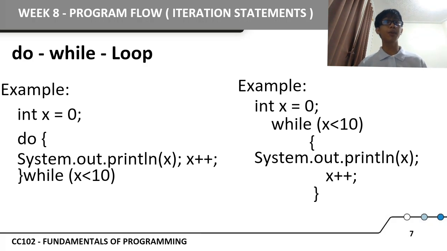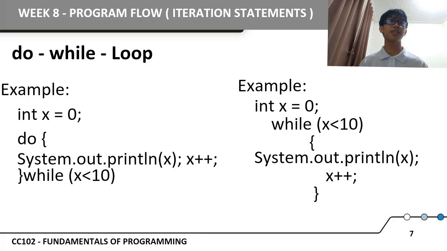Now, the do while loop and while loop both repeat a block of code based on a condition, but the key difference is that the do while loop guarantees the code runs at least once, while the while loop checks the condition before running the code.